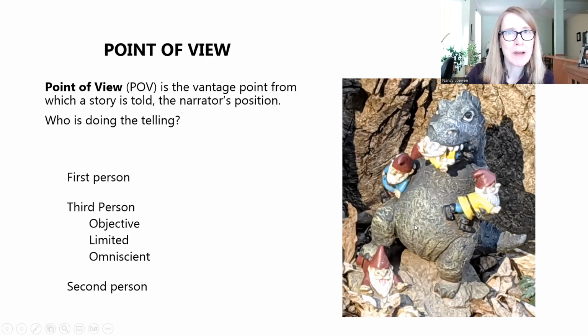When you have a story in mind, you might want to give some conscious thought to who is the best person to be telling this story, or through whose eyes we are seeing this story. Going along with point of view are the point of view techniques: first person, third person objective, limited or omniscient, and second person. We're going to talk about those now.